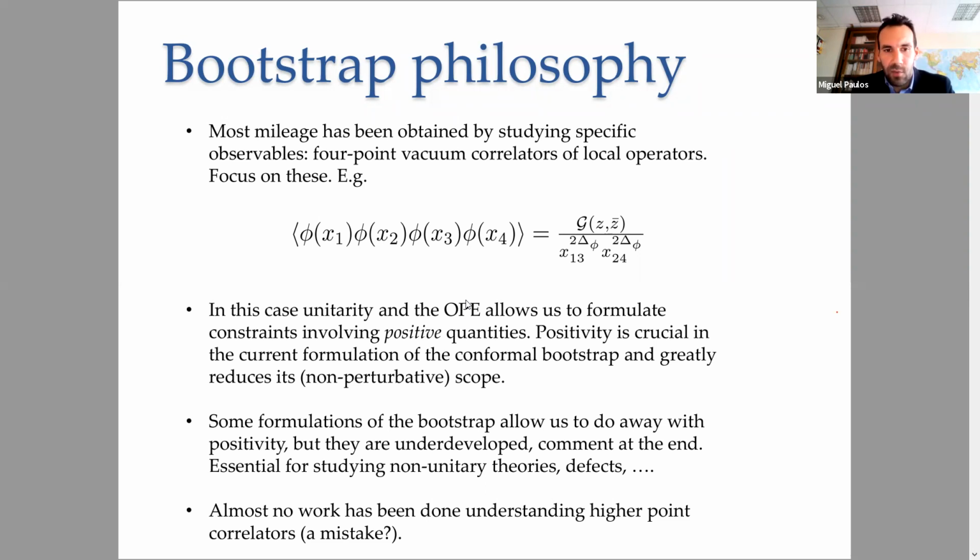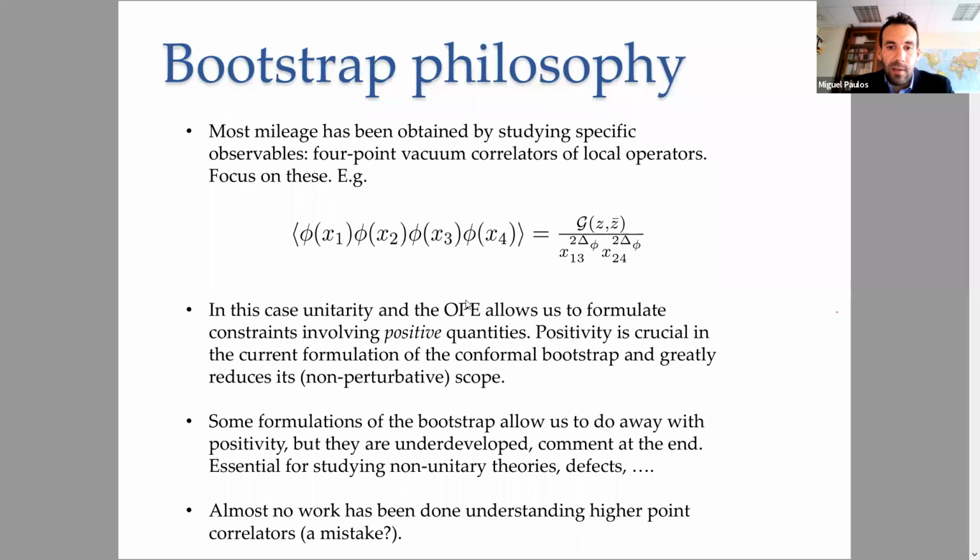And it's really essential for studying even setups where you don't have unitarity, which is very useful and very important in the context of statistical physics. But also the moment that you start including non-local operators like defects or interfaces in the theory, then the crossing equations that you get, they don't have manifest positivity. So you need some other methods.